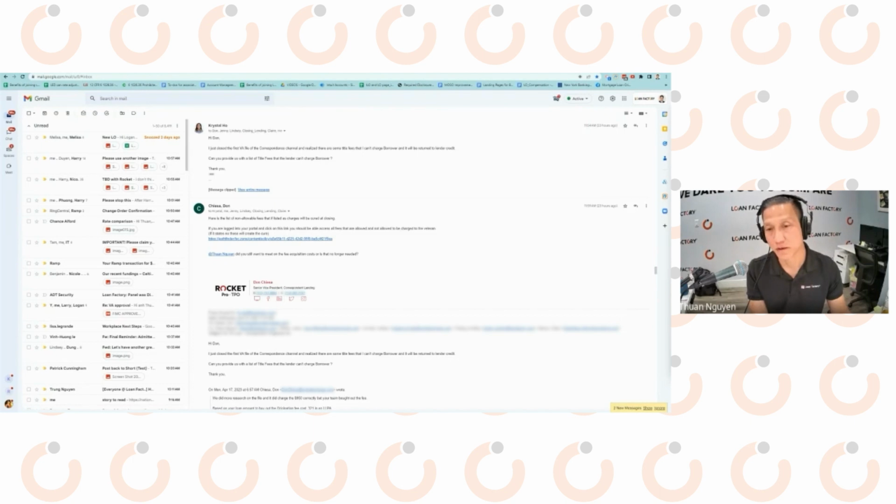So first of all, rule number one is all income must be stable and likely to continue. So if the borrower is working for a temp agency, it is not likely to continue.